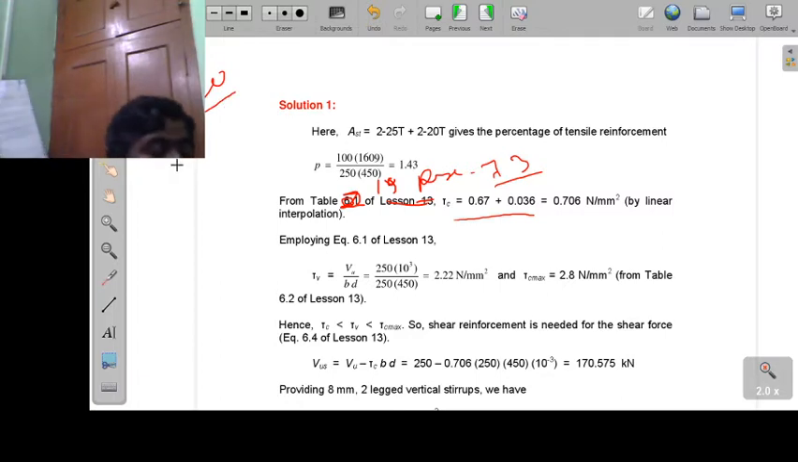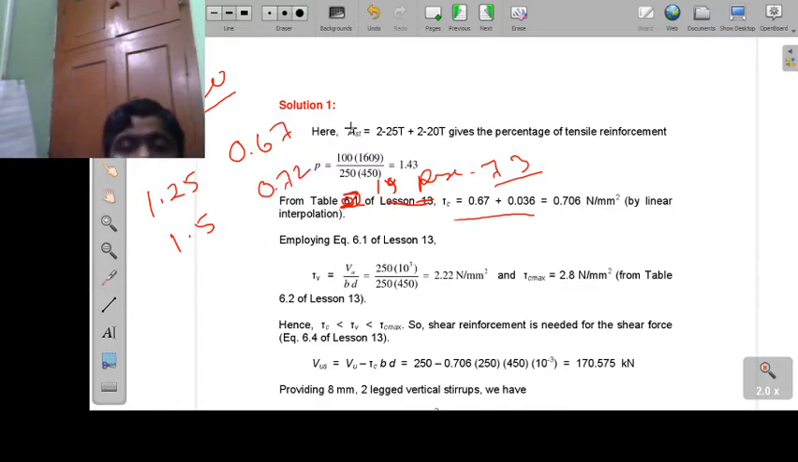Now see, our percentage is 1.43. In the code book we have a percentage of 1.25 and we have a percentage of 1.5. For M20 grade of concrete, the tau c values are given as 0.67 and 0.72. So these are the two values given. Our target value is how much? 1.43. So you do the interpolation.